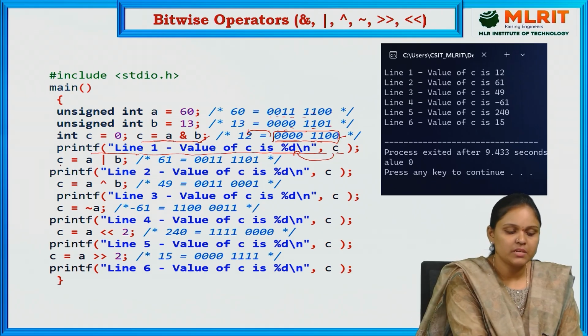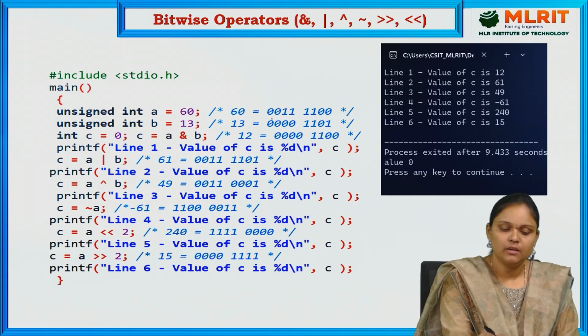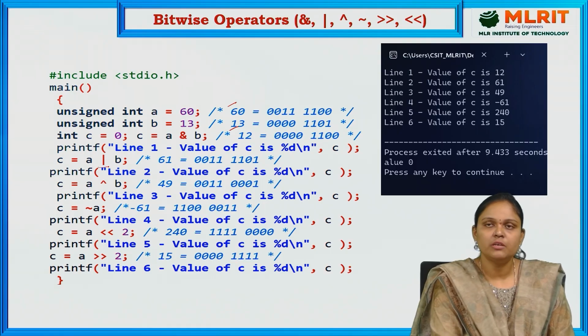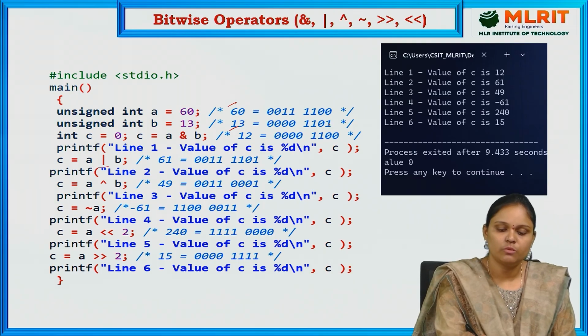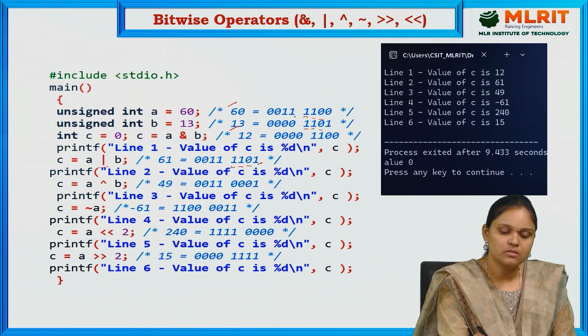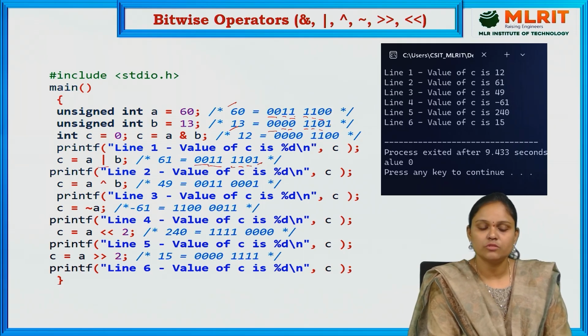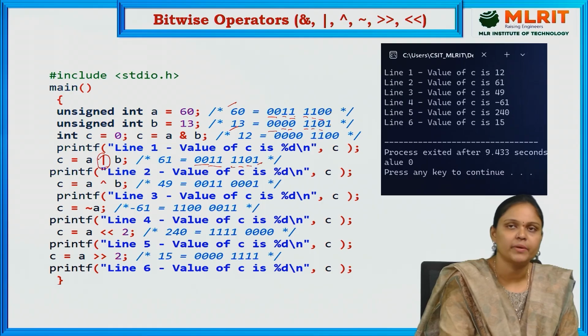In the next statement, C is equal to A or B. This is A and this is B. As we discussed about this OR, if any one of the bits is 1, the resultant bit will be 1. So 0 and 1 gives 1. The next is 0 and 0, so the bit is 0. 1 and 1, the bit is 1. 1 and 1, the bit is 1. 1, 0 and 1, 0: for these two cases, we get the bits as 1 and 1. And the remaining two bits are 0, 0. So we get the resultant if you are using this bitwise OR operator.